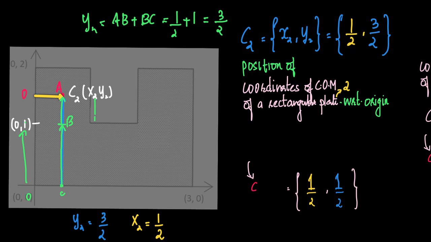Thereby differentiating from the center of mass of this rectangle alone, which is 1 by 2 and 1 by 2. So we have the center of mass of the second figure alone being 1 by 2 and 1 by 2, and then the center of mass of the second figure with respect to origin as 1 by 2 comma 3 by 2. That is the difference here.